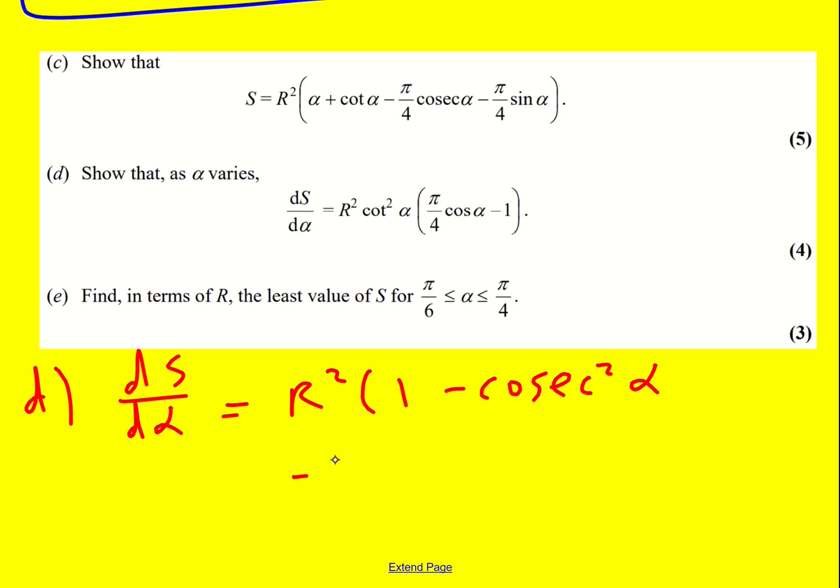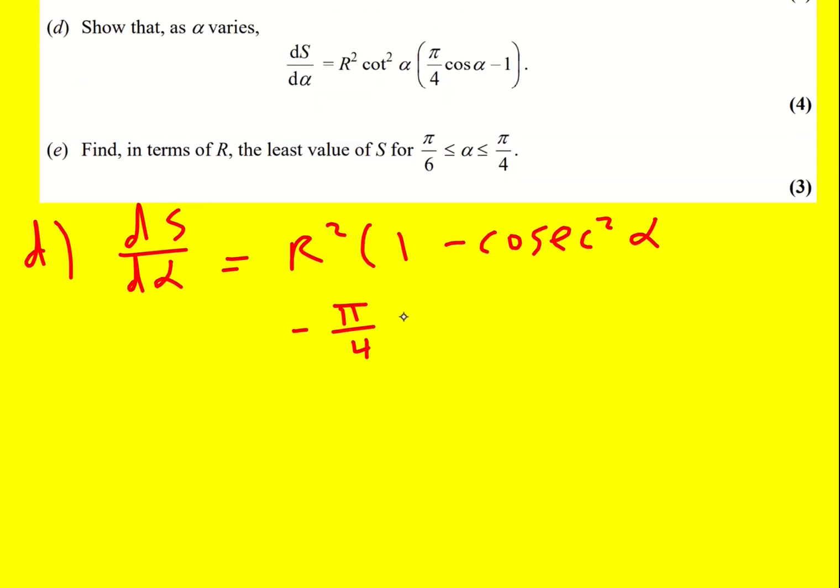Then got pi over 4 going through. Differentiate cosec alpha. I remember that sec goes to sec x tan x, and cosec goes to, I think it goes to minus cosec cot. Of course, if you've got the time, you can prove these yourself. Let's just do it actually, just because I don't think I've convinced you that I know that.